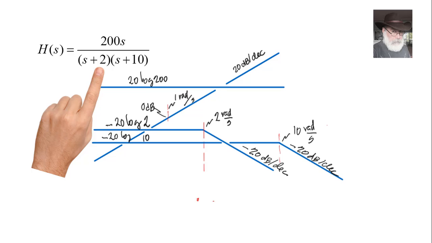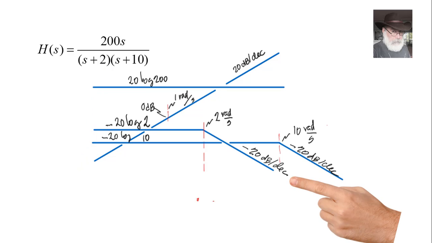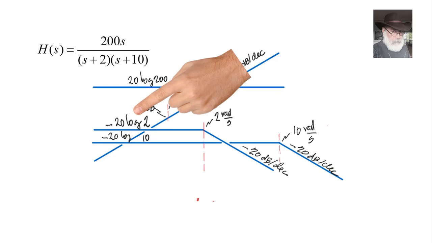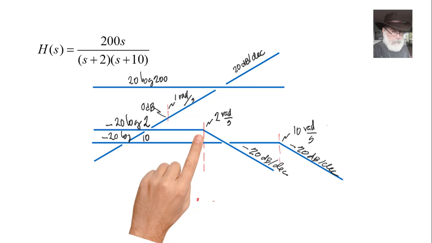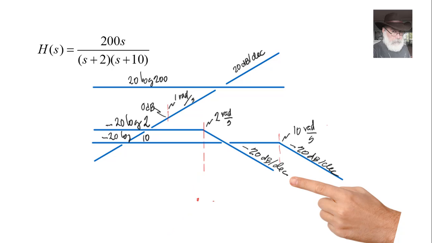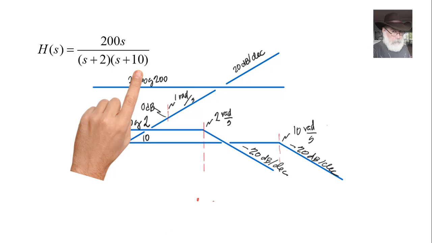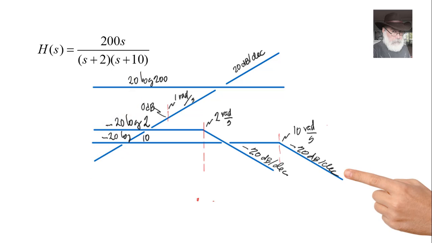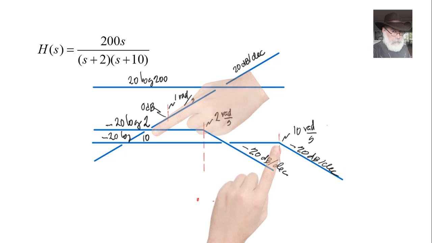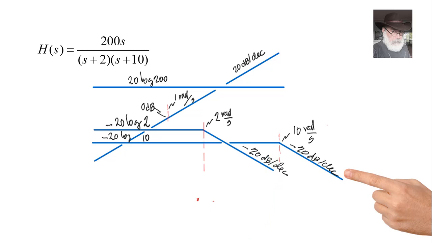The pole at 2 includes this component that has a tail of negative 20 log 2 up to the corner frequency 2 radians per second, the value of the pole, and then it takes a dive with a slope of negative 20 decibels per decade. And the pole at 10 has a similar contribution, this one, that has a tail of negative 20 log 10 up to the corner frequency of 10 radians per second, the value of the pole, where it takes a dive of negative 20 decibels per decade.